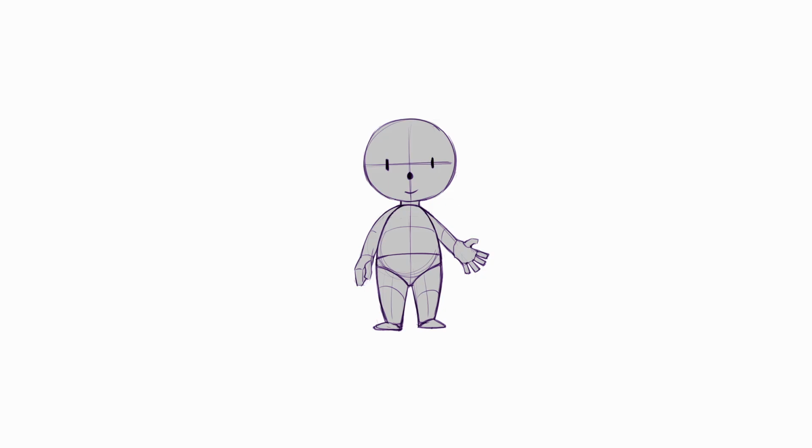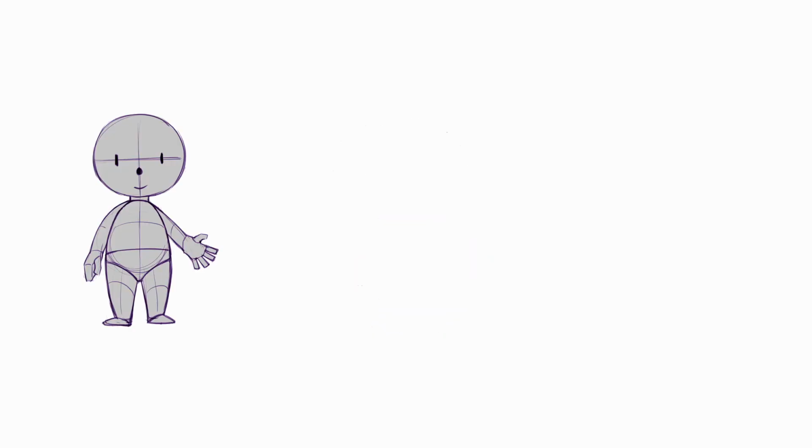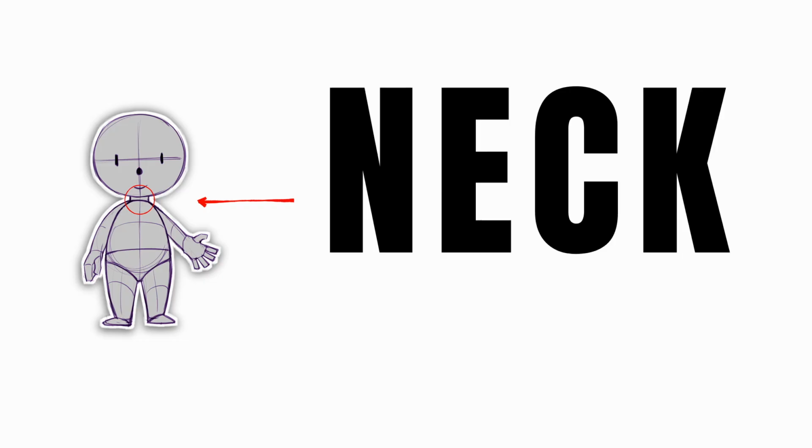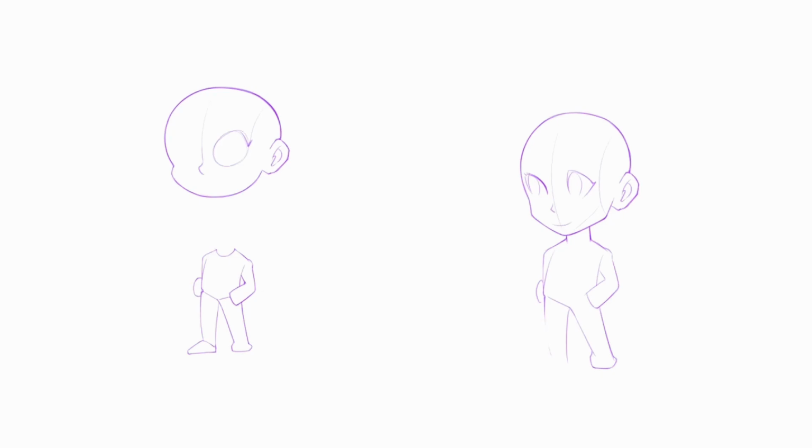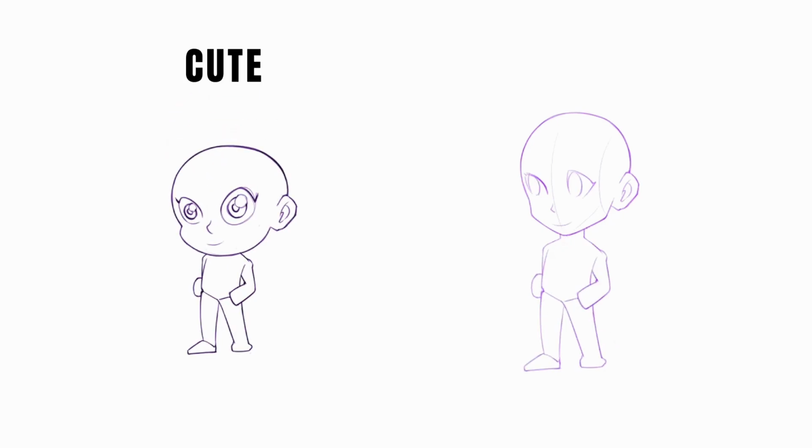Ever looked at your SD character and thought, why does he look like a confused head on stilts? Yeah, that's probably because of this one overlooked thing, neck proportion. आज हम जानेंगे how a small line can tilt your whole sketch from cute to cliched.